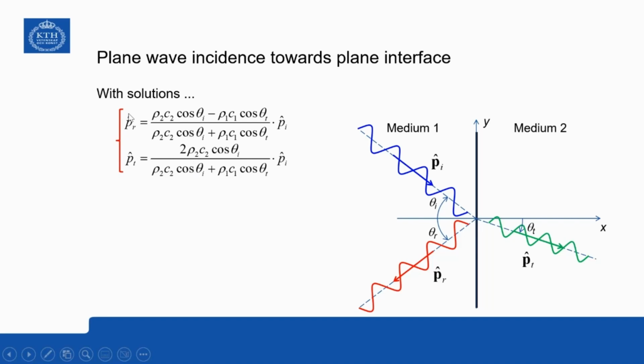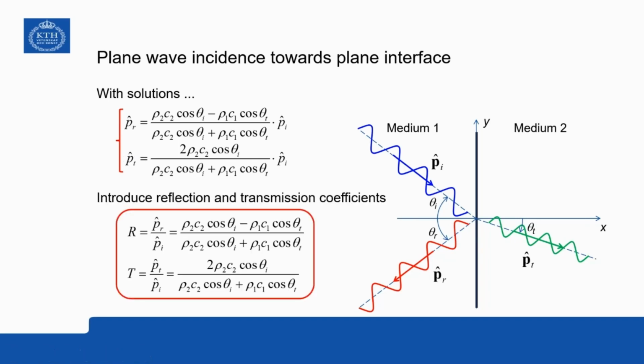So the reflected wave amplitude is equal to a factor consisting of rho and c for the two media and the incidence angle and transmission angle, times the incident wave amplitude. And in a similar way, we can express the transmitted wave amplitude.